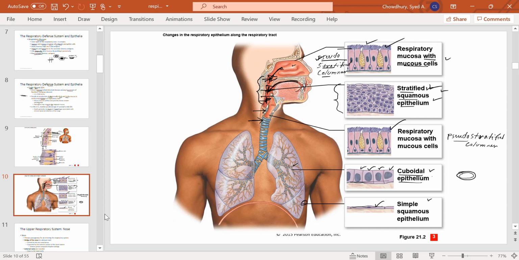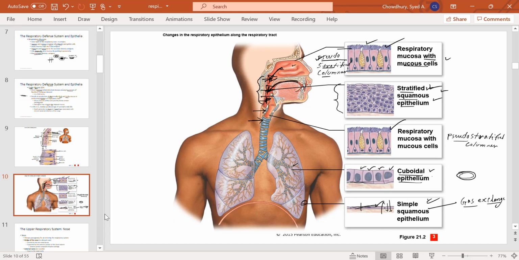So why? Because the simple squamous makes the layer very thin, so the air can easily go from the alveoli to the blood and also from the blood to the alveoli. So gas exchange is the function here in the wall of the alveoli. Okay, gas exchange. So now you can just think that gas exchange can easily take place through the wall or layer which is very thin. Makes sense? That's why it is simple squamous, a thin layer of flat cells.